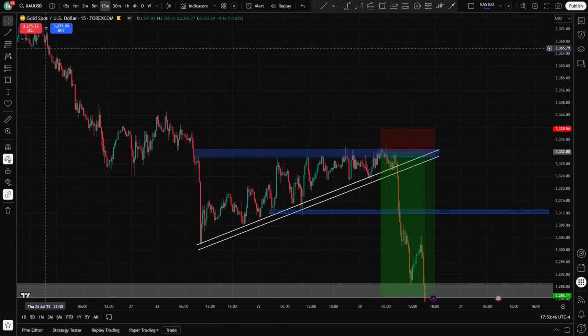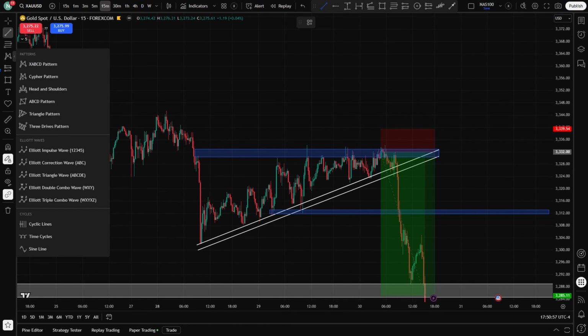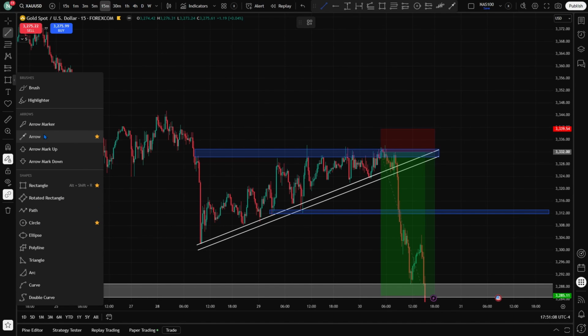It's all in front of you. So my favorites: trend line, ray, and then for Fibonacci, I have the retracement and fib extension. These are all tools that I use. I don't use any tools here. As far as patterns, I have my long and short positions, ghost feed, and price range. It just tells you price range and data range. And then I have my arrows.